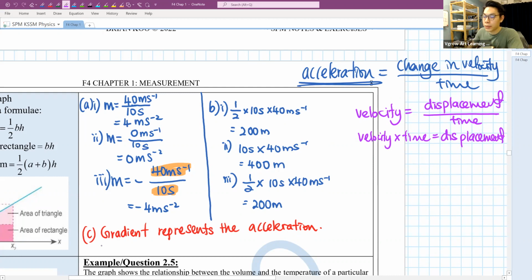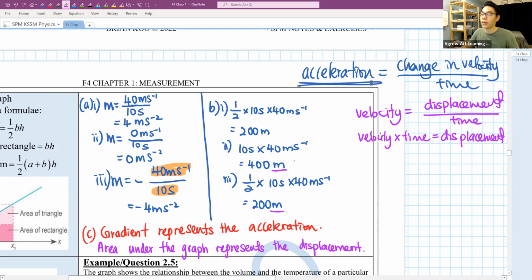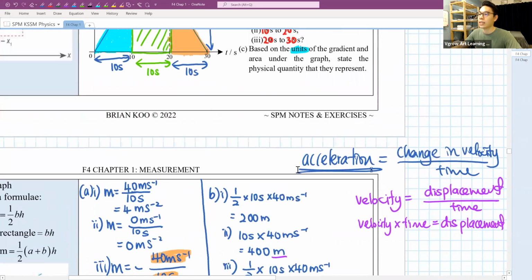So the area under the graph represents the displacement. Just look at the unit. You will know whether it is distance or displacement already. That is the physical quantity that they represent.